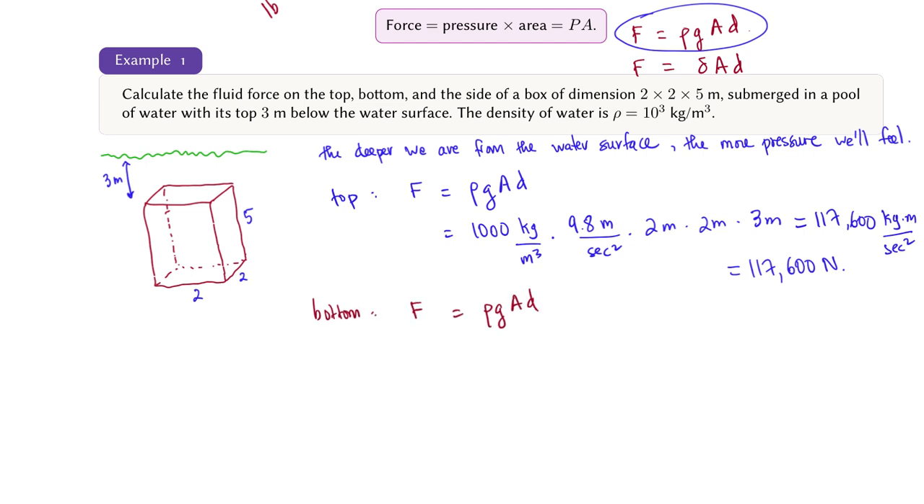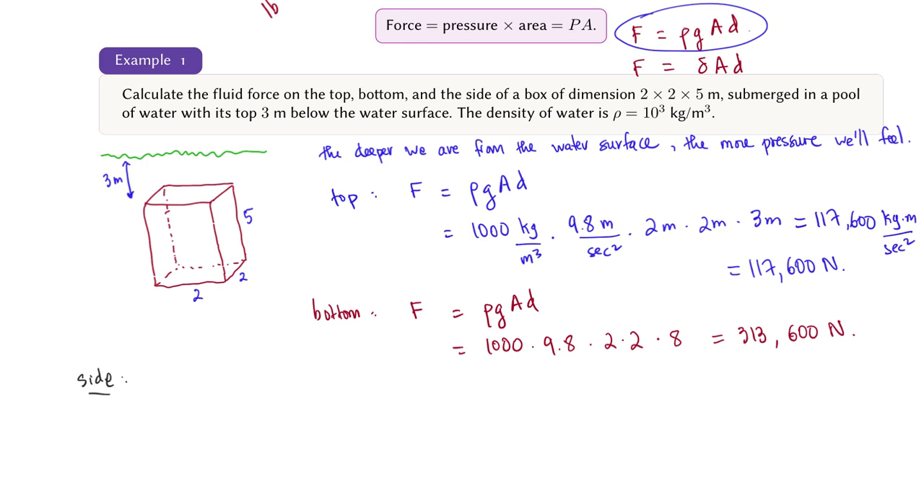Similarly, any point at the bottom of the box has the same depth from the water surface, so the pressure at the bottom is constant. The force is rho g A d, 1000 times 9.8 times the area, which is still 2 by 2, but the depth is now 8 meters from the water surface. This is 313,600 newtons. Observe that even though the area of the top and the bottom are the same, the pressure at the bottom is much higher than at the top.